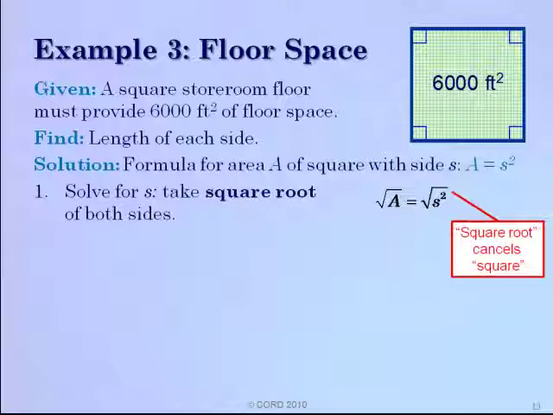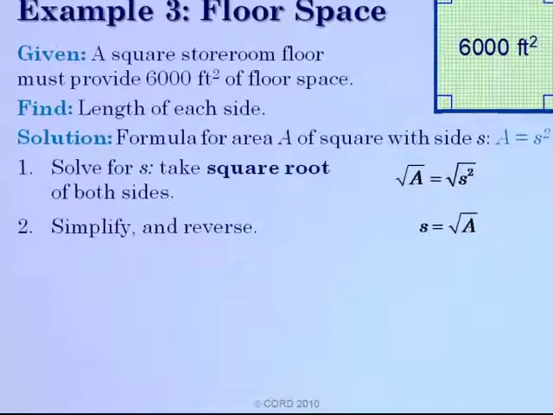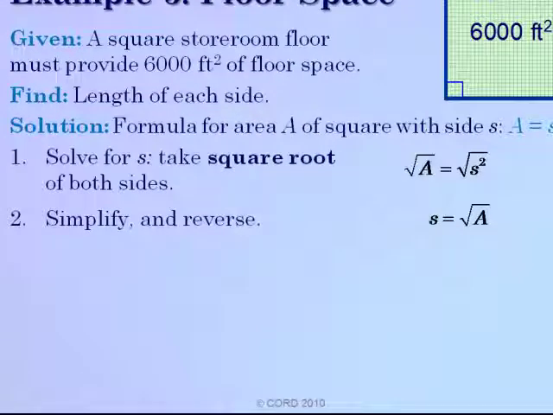To do that, we'll take the square root of both sides. Do you remember in an earlier module we talked about how doing the same thing to both sides of an equation will yield valid results? So we're going to take the square root of both sides, knowing that the square root of S squared is going to give us S. And so we have S equals the square root of A.